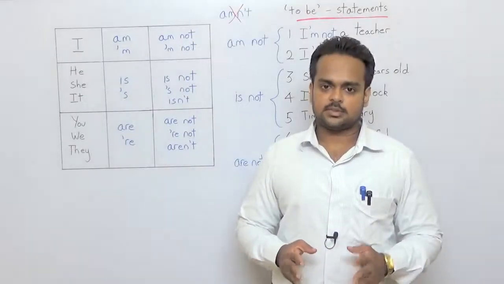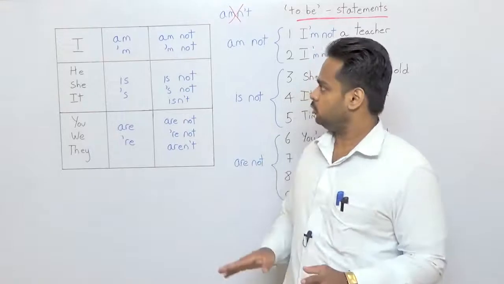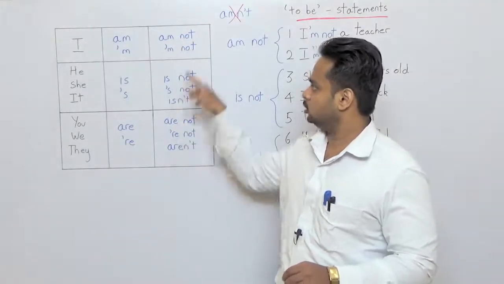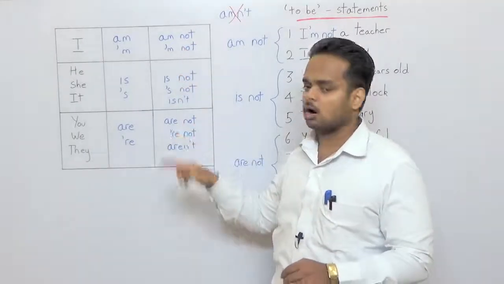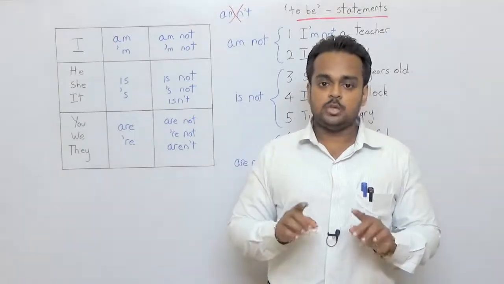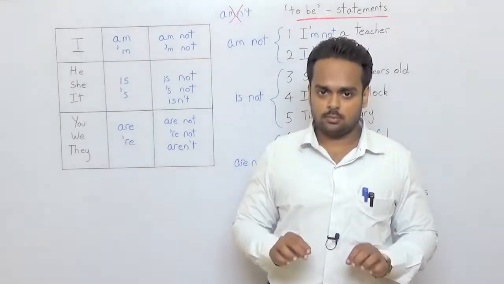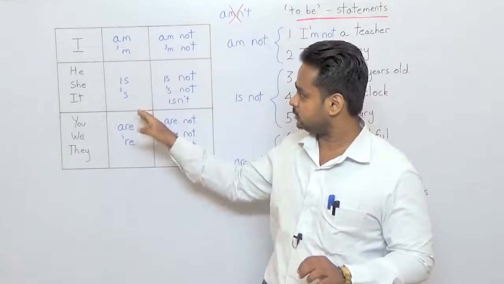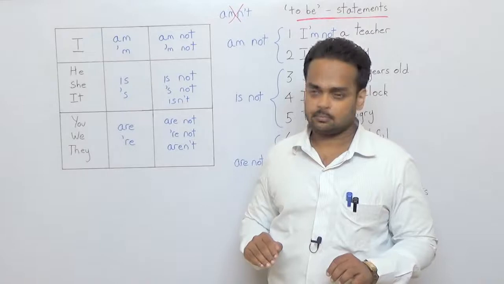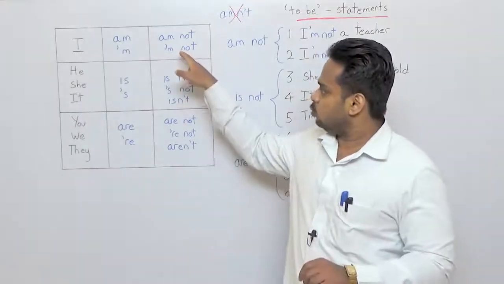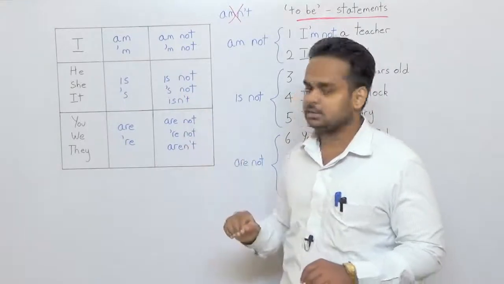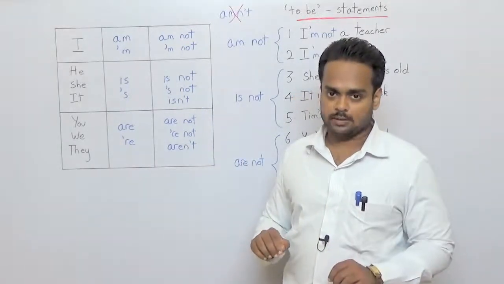Making negative sentences is really easy because all you have to do is just add not to am, is, and are. So am not, is not, and are not. Those are the negatives. Now that's easy. But what you need to learn are the short forms. Just like for positive sentences, we have short forms for the negative sentences as well. You will notice that there's only one short form here for am, but there are two short forms for is and are. And I will tell you why that is.